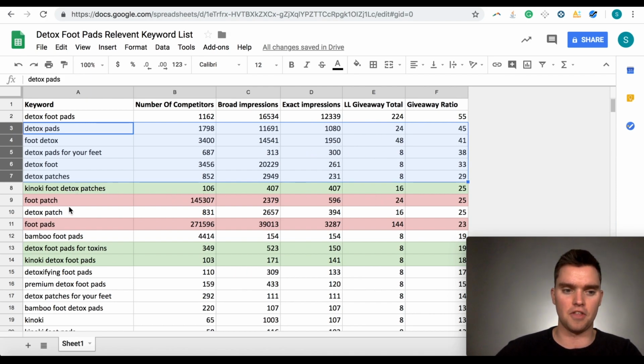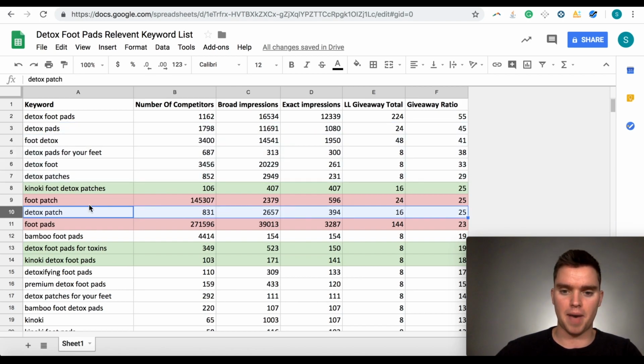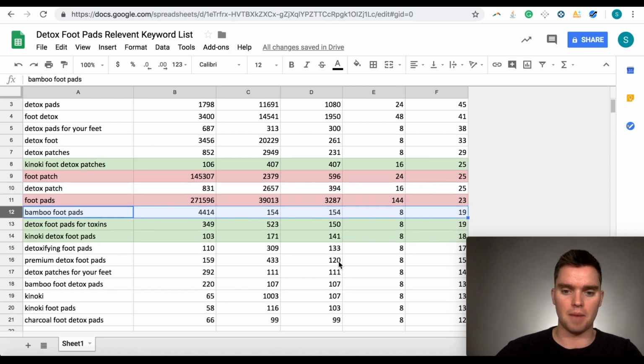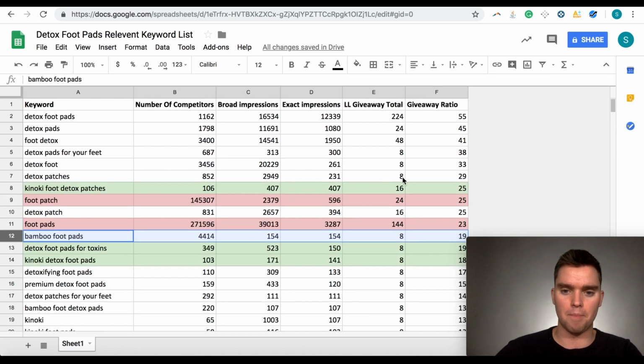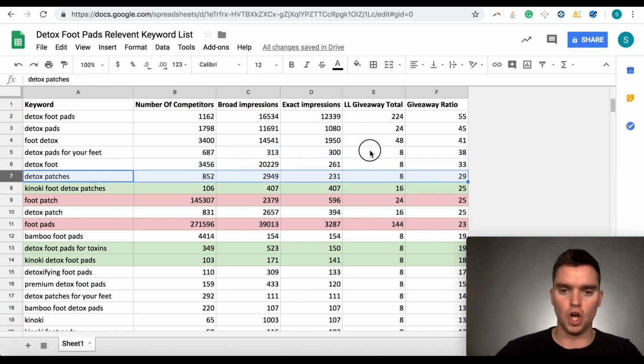The Kinyoki, this is another good one. Detox patch can be a good one, just make sure it's relevant. Bamboo foot pads, right? These are some of the top that I would start. Definitely 1, 2, 3, 4. Yeah, these are the lowest that I would start off with. These with the 8 giveaways is what I'm looking at right now. If you want to start low, you can start with 1, 2, 3, 4, 5.